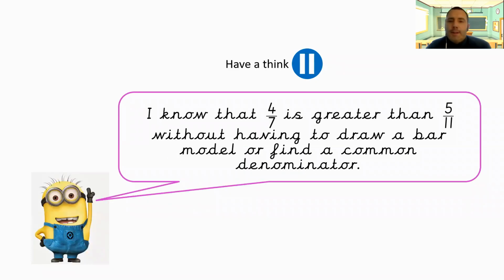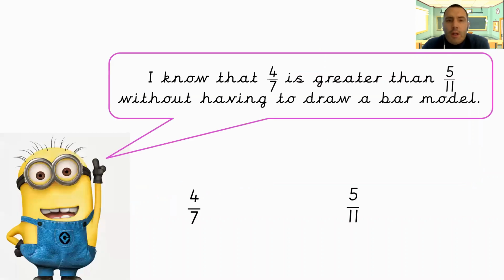So have a think here. I know that 4/7 is greater than 5/11 without having to draw a bar model or find a common denominator. How could this be true? Pause here. We can work this out by looking at the relationship between our numerator and our denominator. So we have 4/7, we have 5/11, and we can work out which one is greater without having to draw a bar model. So how do we go about doing it?